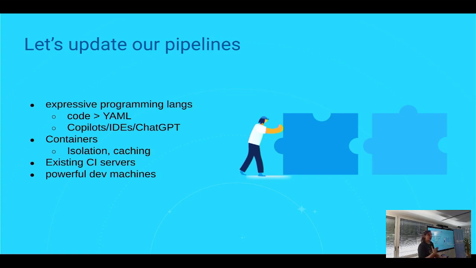Because you can understand code way better than YAML scripts or Groovy scripts. Developers know what their programs should do, and they can read their programming language. So code is always better than YAML. And then we have those amazing co-pilots and IDEs and ChatGPT, who help people who are maybe not yet capable of coding really well. They help them along the journey. So we have a lot of support already.